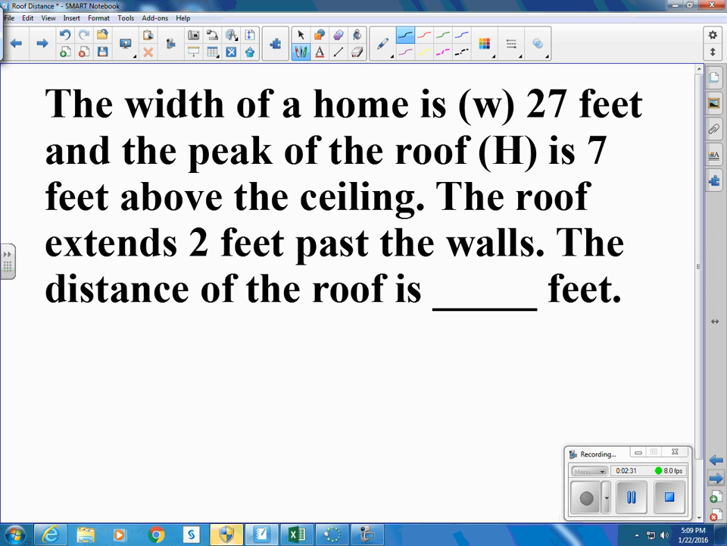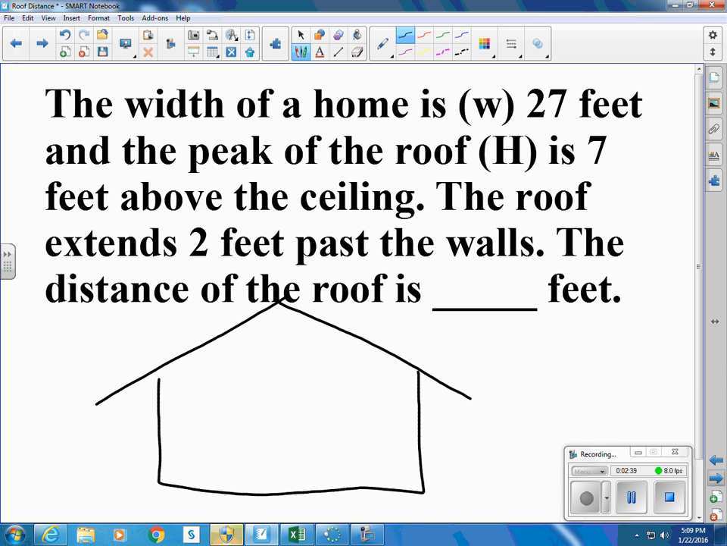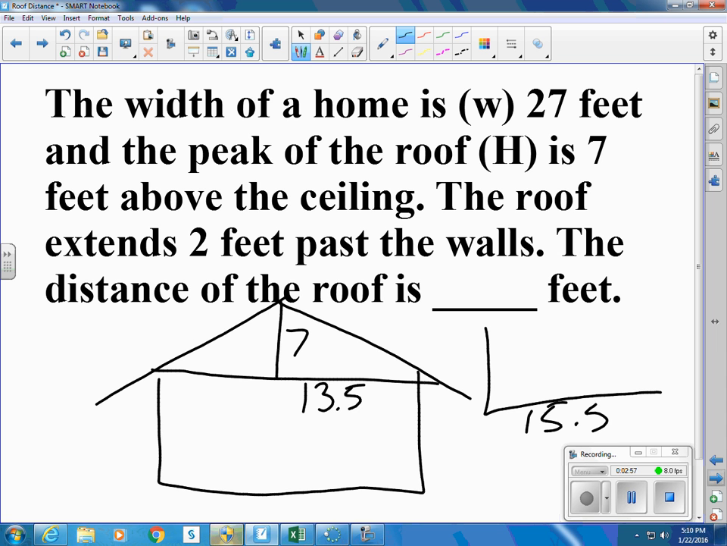Let's do another one just for practice. You could try pausing this and doing it on your own and see if you come up with the same answer. This time this one's going to be 7. Half of 27 will be 13.5. So our triangle will be 15.5 by 7.